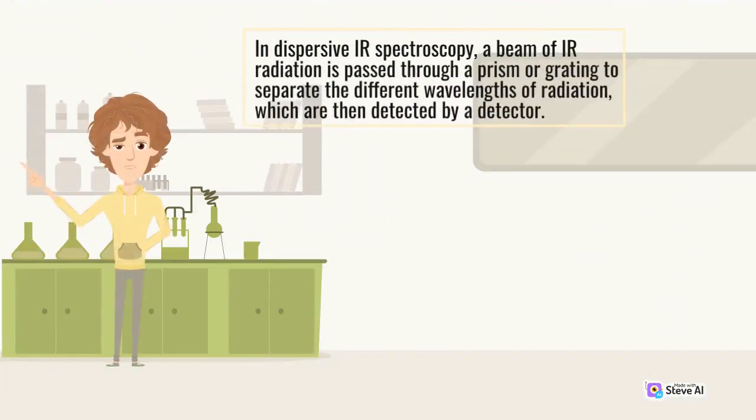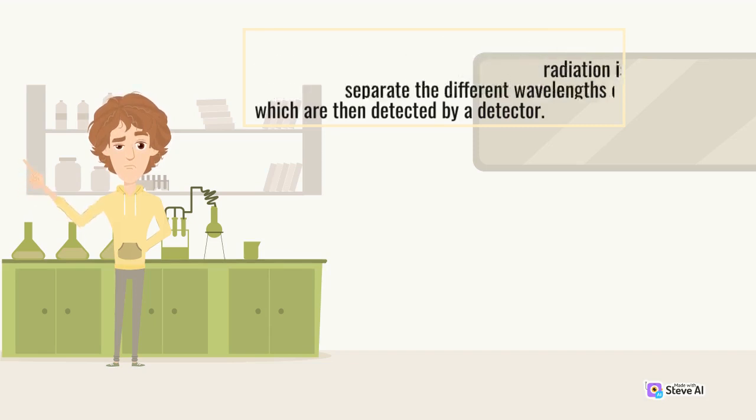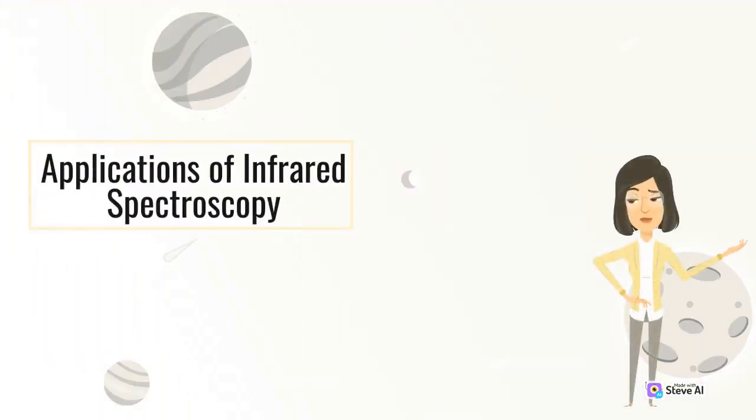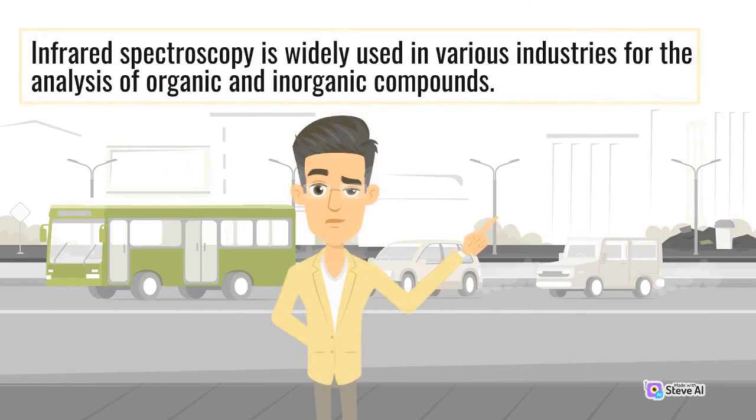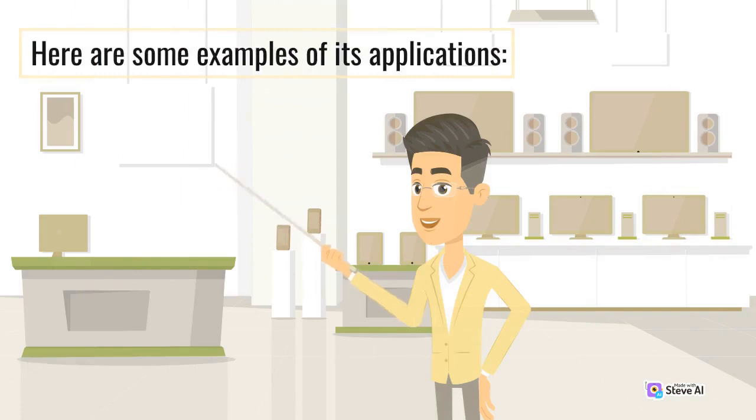In dispersive IR spectroscopy, a beam of IR radiation is passed through a prism or grating to separate the different wavelengths of radiation, which are then detected by a detector. Applications of infrared spectroscopy. Infrared spectroscopy is widely used in various industries for the analysis of organic and inorganic compounds. Here are some examples of its applications.